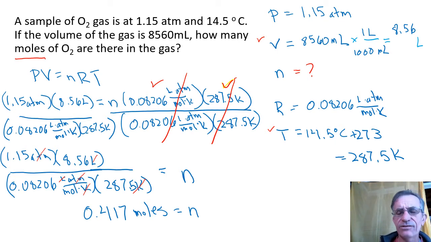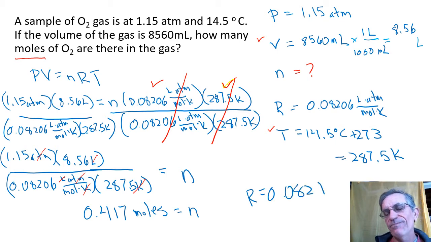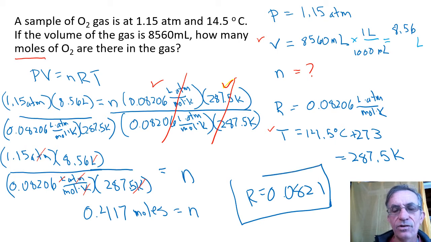One more thing. In Sapling, I might need to double check, but at least on some of the problems, they might tell you to use R, and I should have mentioned this earlier. You might sometimes see R written this way, 0.0821. So that's rounding it to 3 sig figs. This is also a value of R that you're going to run across. Don't get confused by that if you see it in your homework assignment. It's just rounded a little bit more than what I've done. All right, so with that, we have found that in this sample of gas, that's how many moles of oxygen there are.